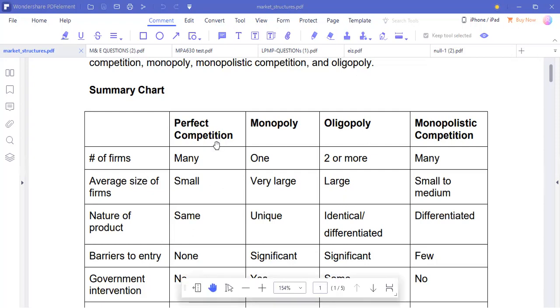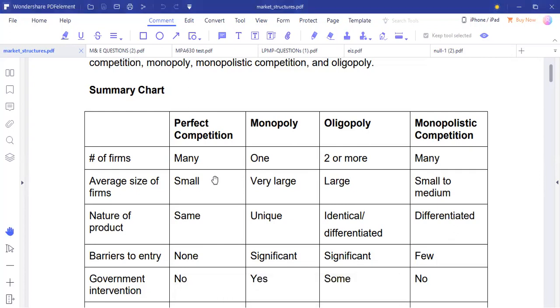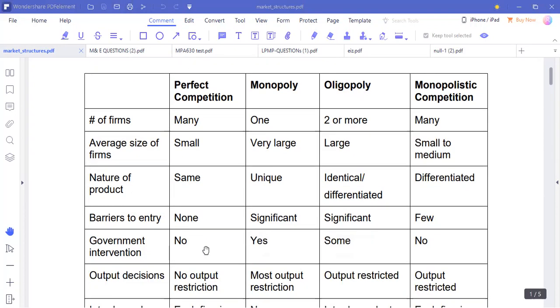If we're dealing with market structures, in perfect competition there are many firms. Whenever we're dealing with perfect competition, what should come into your mind is a common market like Soweto market. There are many firms there, and their average size is relatively small. Their products are the same; we call this homogeneous. They have no barriers to entry. Anyone can enter and leave the market whenever they feel so.